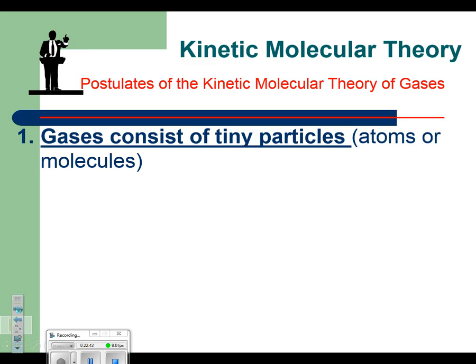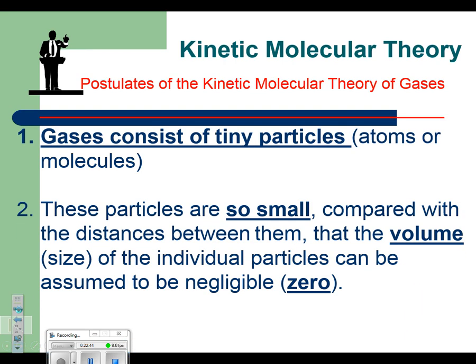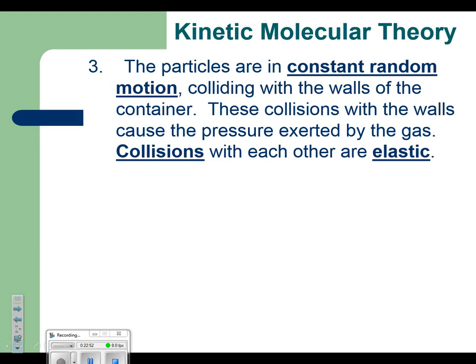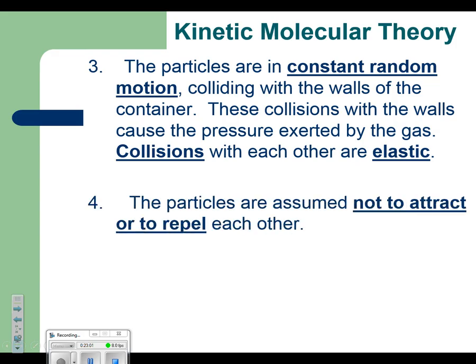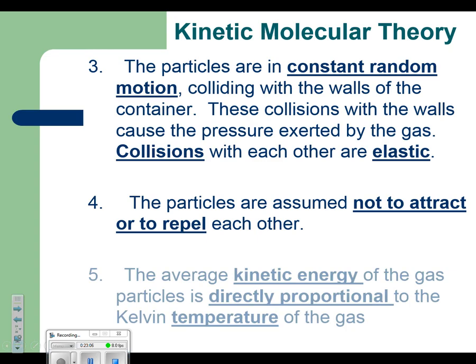Gases consist of tiny particles, atoms, or molecules. These particles are so small in comparison to the distance between them that the volume size of the individual particles can be assumed to be negligible or zero. The particles are in constant random motion colliding with the walls of the container. These collisions with the walls of the container cause the pressure exerted by the gas. Collisions with each other are elastic. The particles are assumed to not attract or repel each other. And number 5, the average kinetic energy of the particles is directly proportional to the Kelvin temperature of the gas.